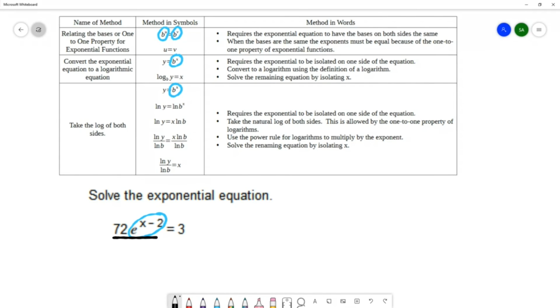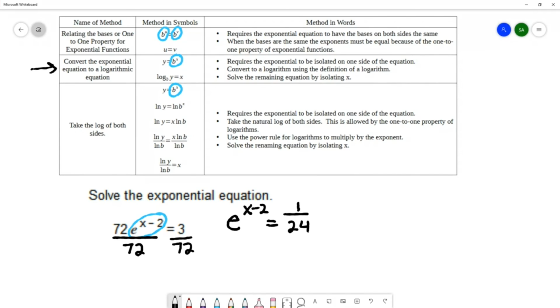So we want to divide by 72 on both sides. That's going to give e to the x minus 2 equals 3 over 72, and I can reduce that fraction. 3 goes into 3 once, and 3 goes into 72 24 times.